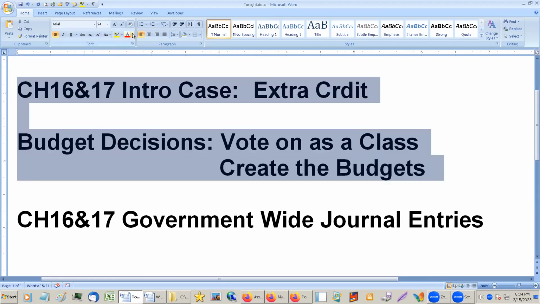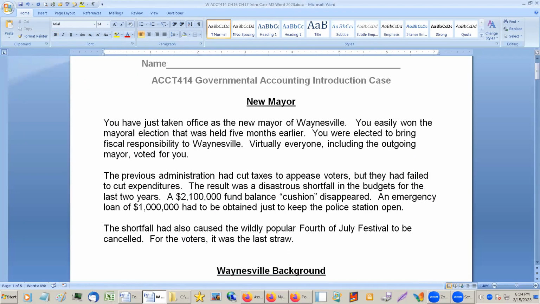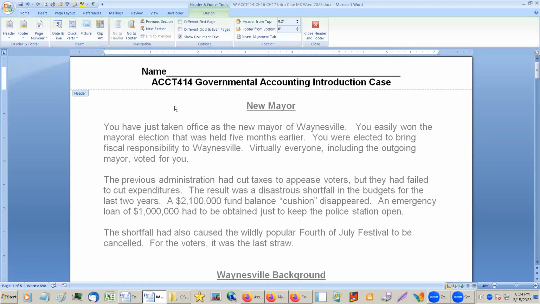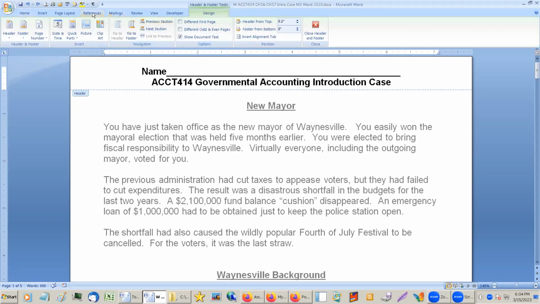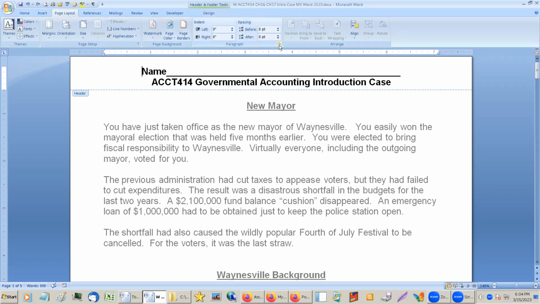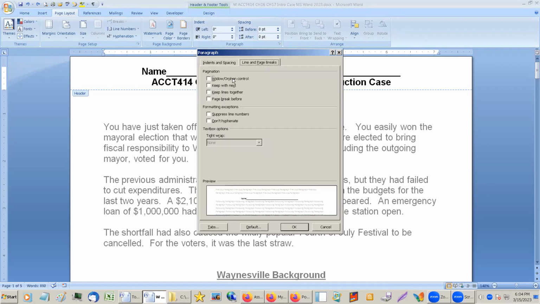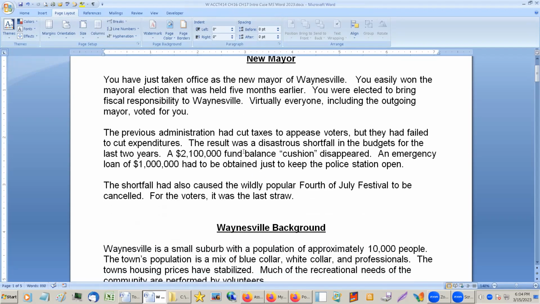We'll start out with this. And so if you could pull up the case, governmental accounting introduction. Okay, so go ahead and read through this. It won't take very long. So you can read through that.